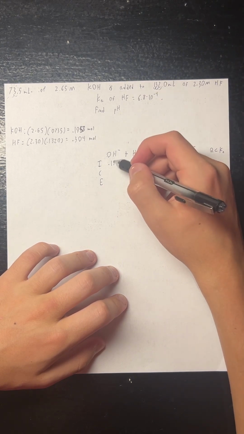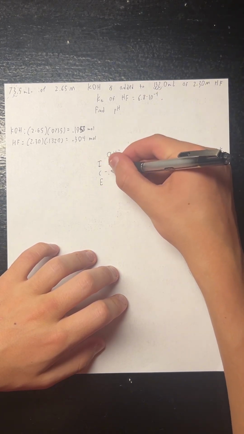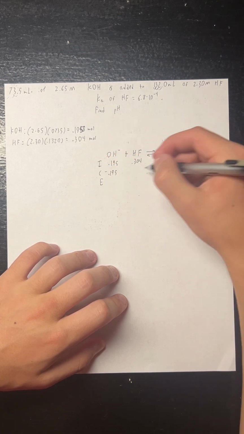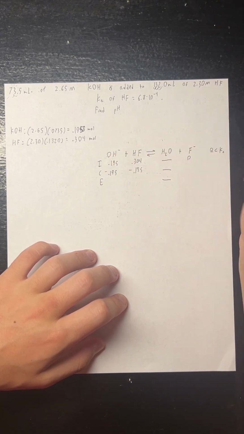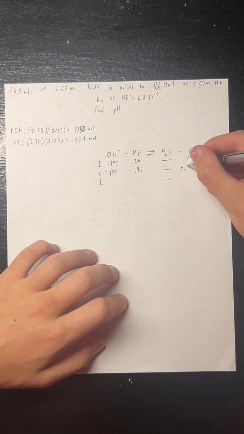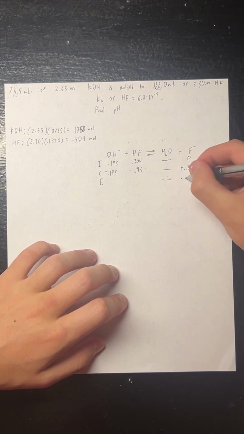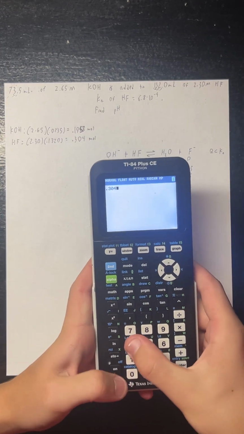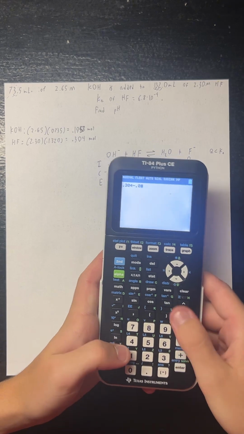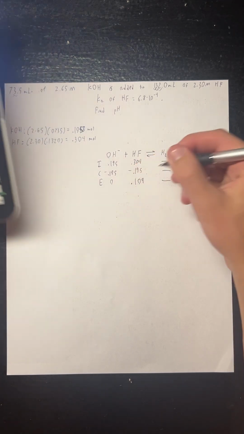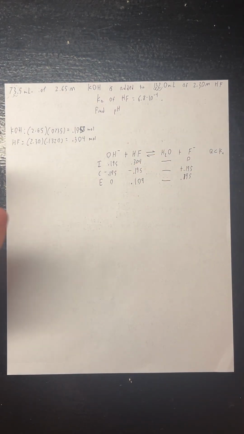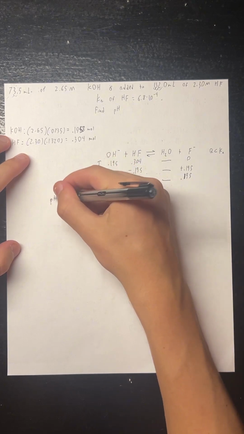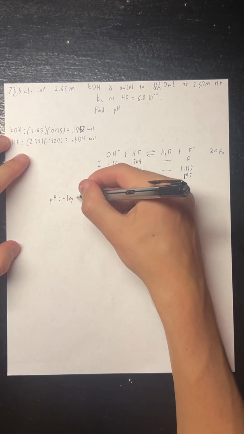So this is the strong base, so this is minus all of that, minus 0.195, and it's the same here, minus 0.195. Now this is plus 0.195. So the equilibrium is 0.195. This is 0, and for HF, it's 0.304 minus 0.195. We get 0.109.